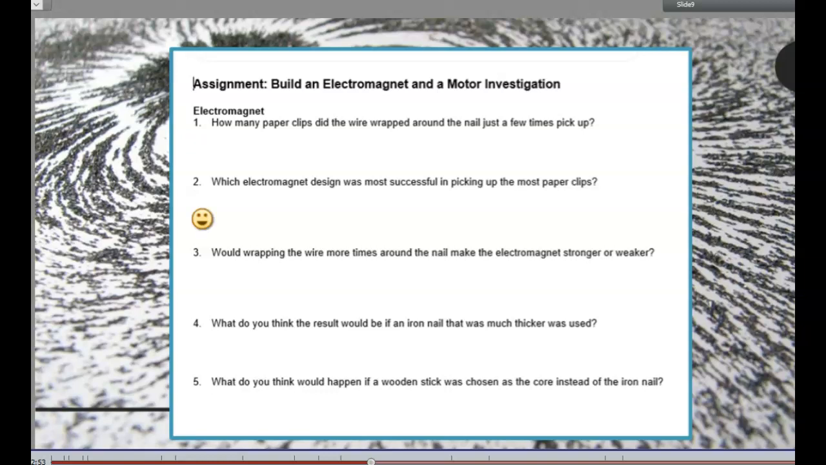So in question 2, which electromagnet design was most successful in picking up the most paper clips? So knowing what we know about electromagnets and how we make them stronger, what would you write here?